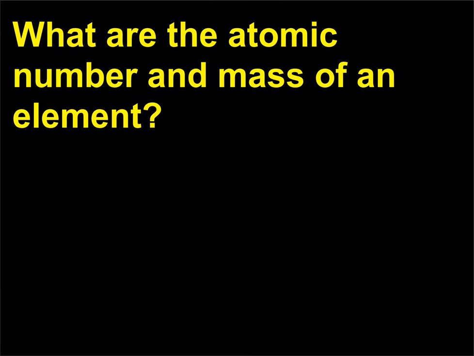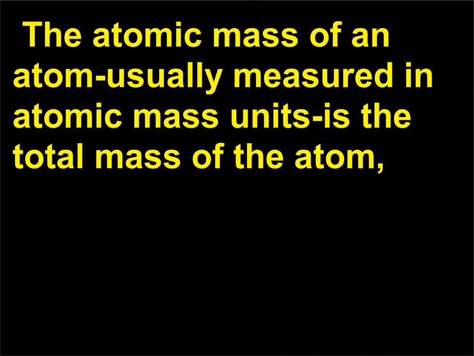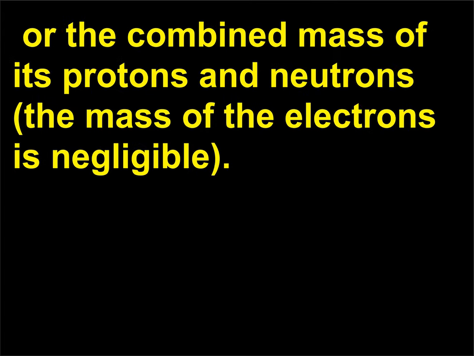What are the atomic number and mass of an element? The atomic number is the number of protons in an atomic nucleus. The atomic mass of an atom, usually measured in atomic mass units, is the total mass of the atom, or the combined mass of its protons and neutrons. The mass of the electrons is negligible.